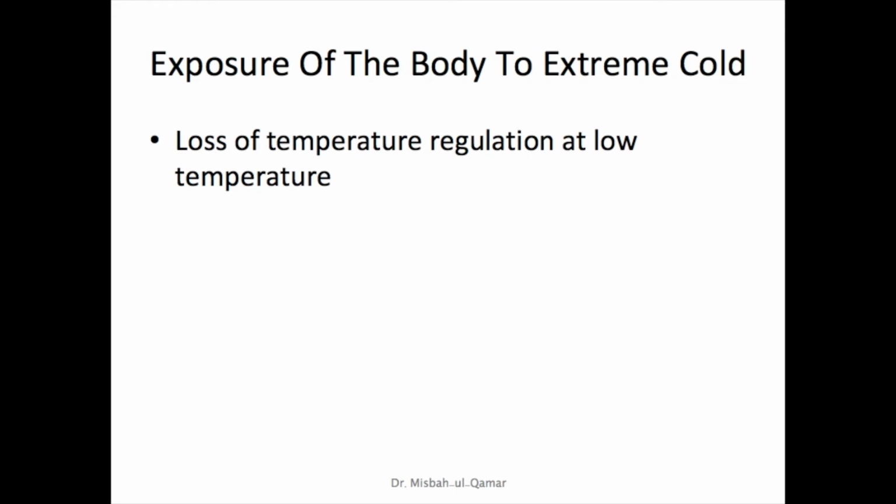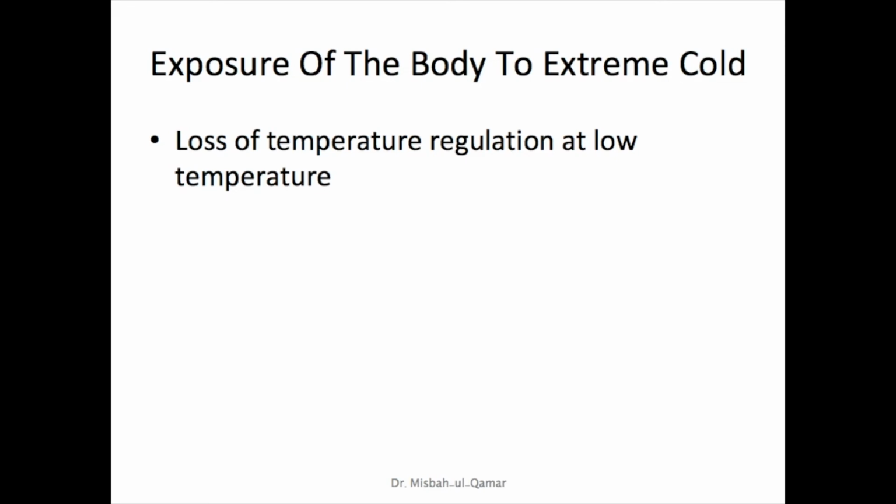Now, why are there such dramatic effects of extreme cold on the human body? That basically is due to the loss of temperature regulation at low temperatures. Because the hypothalamic temperature regulation is impaired when the body temperature falls to around 94 degrees Fahrenheit, and it is completely lost when the body temperature falls to around 85 degrees Fahrenheit.